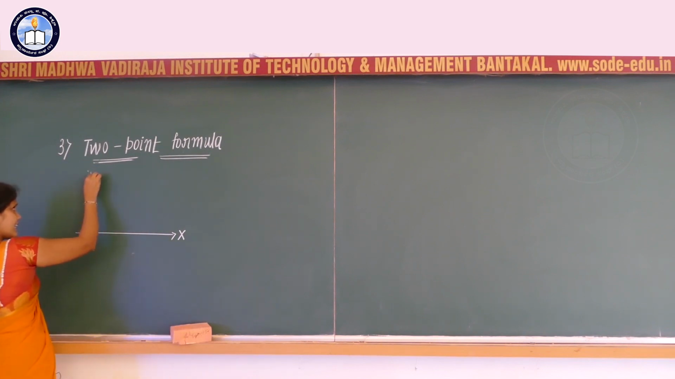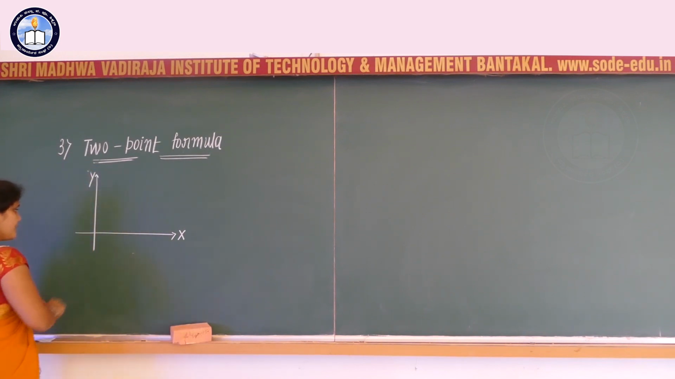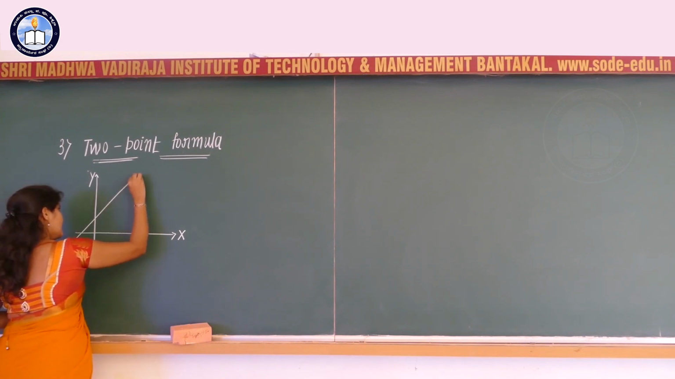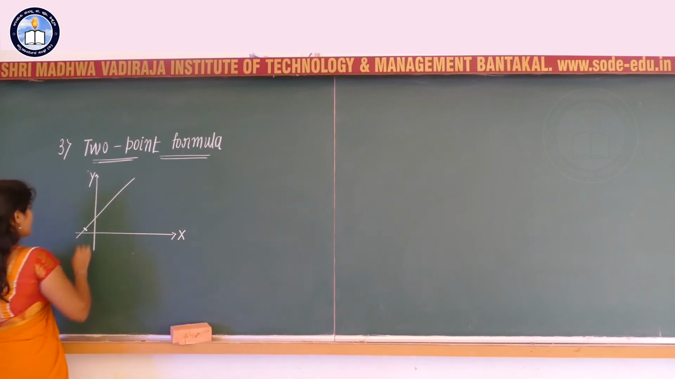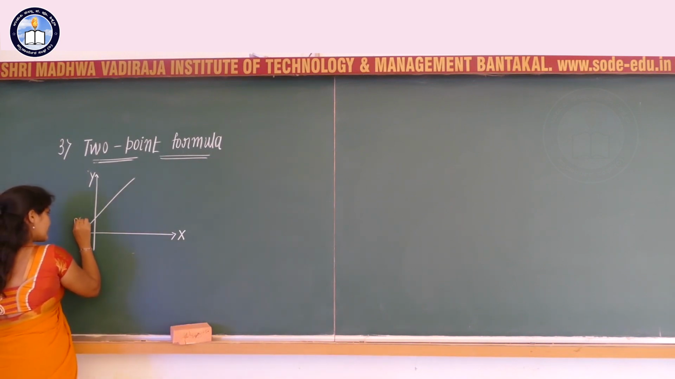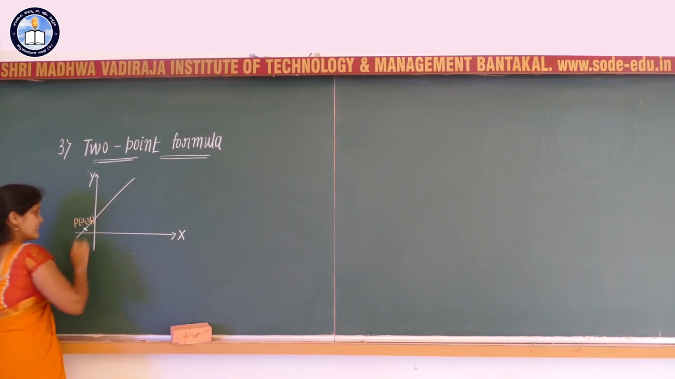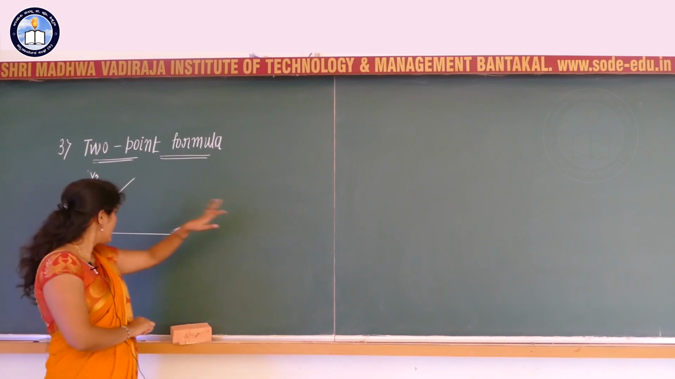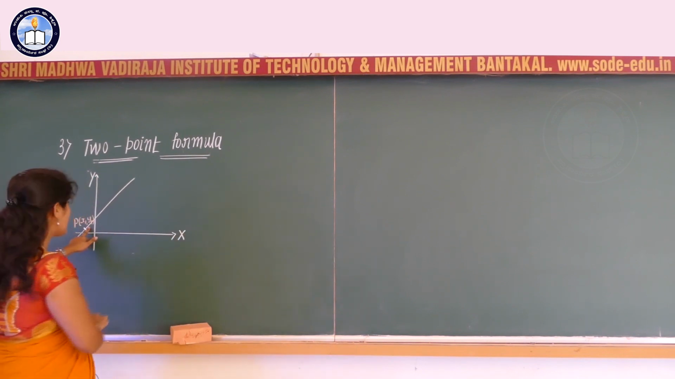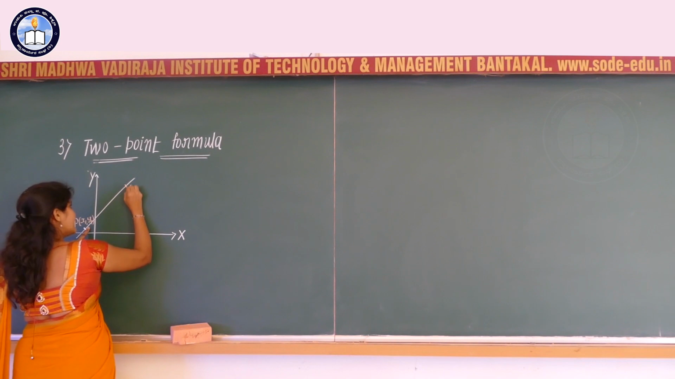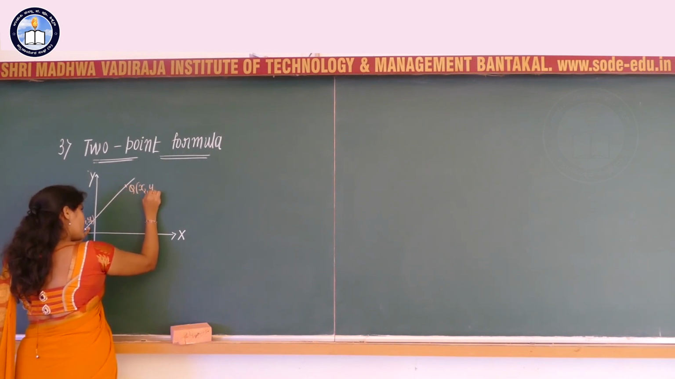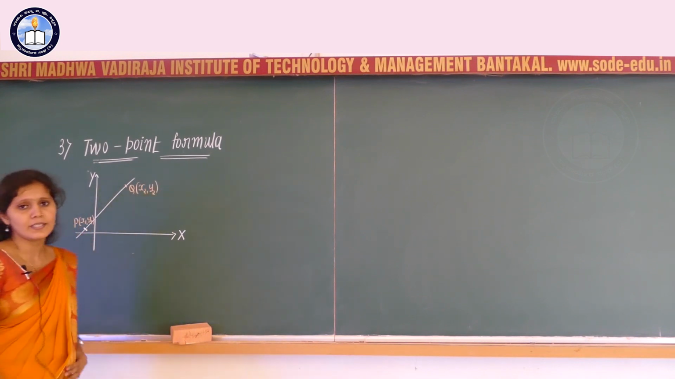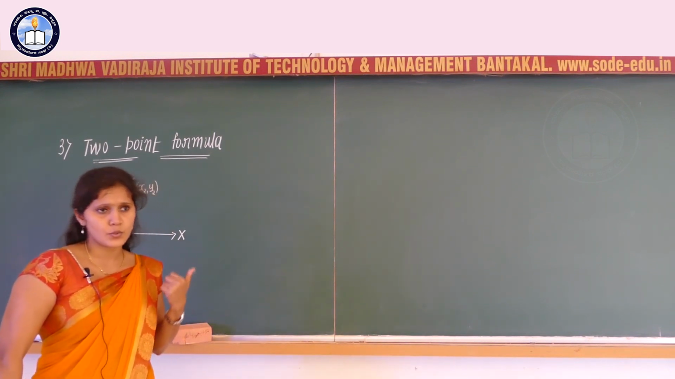So we are considering the XY plane. Now if we are considering a line such that 2 points are given, that is, P is a point with the coordinates x1, y1. Equation of the line that passes through 2 points. So P of x1, y1 is one of the points, and another point is Q of x2, y2.